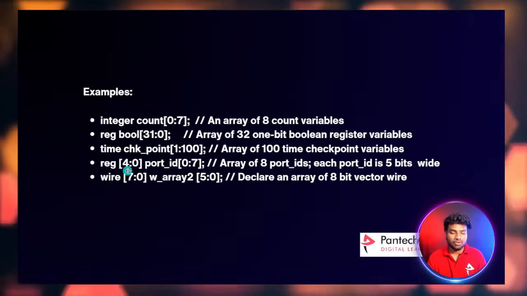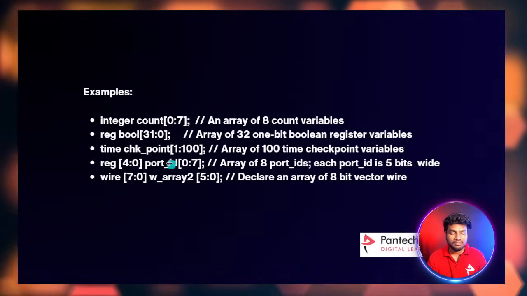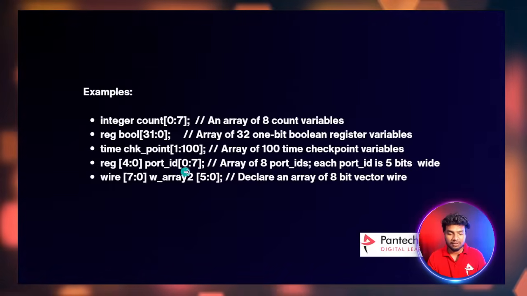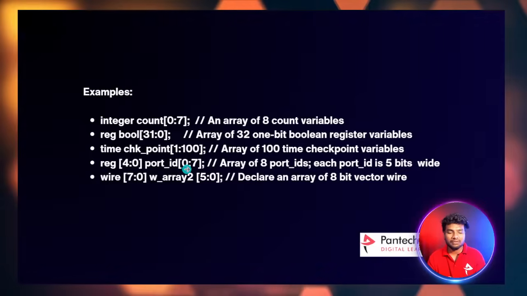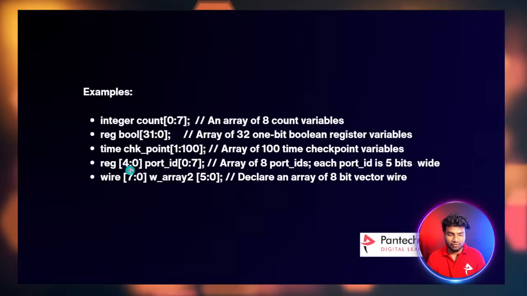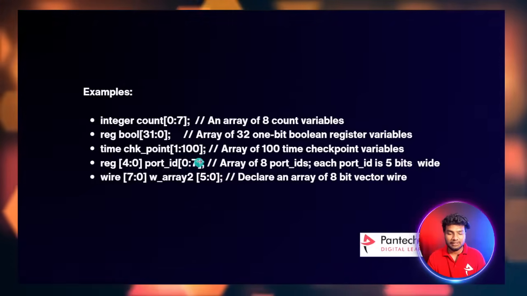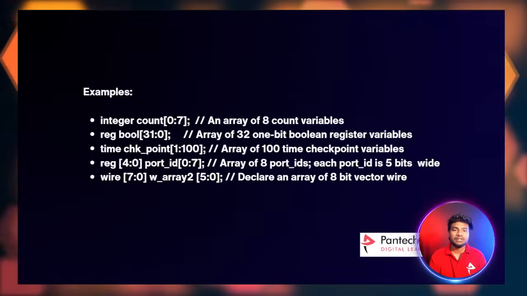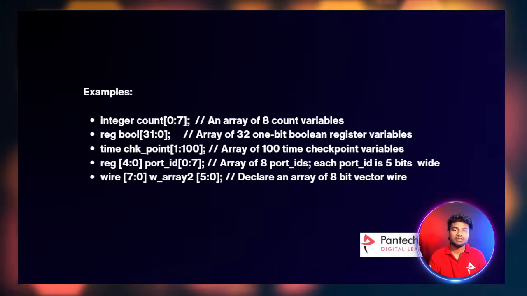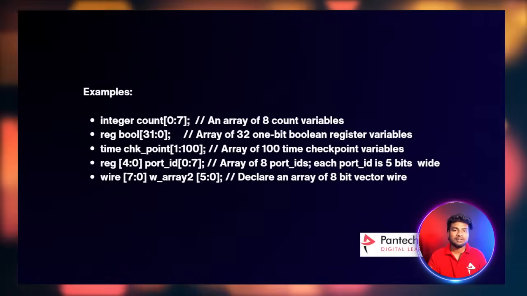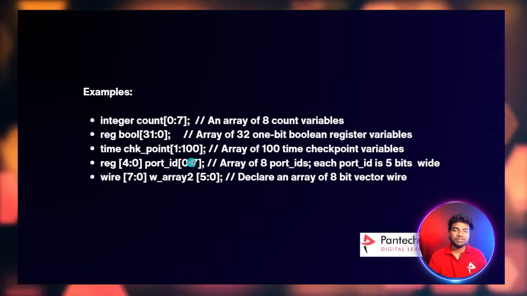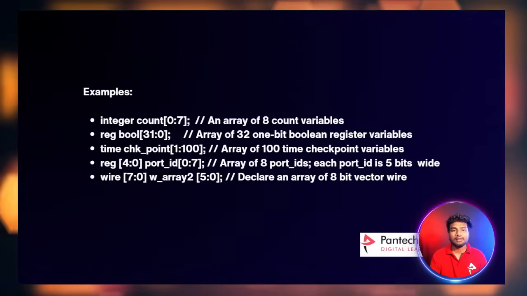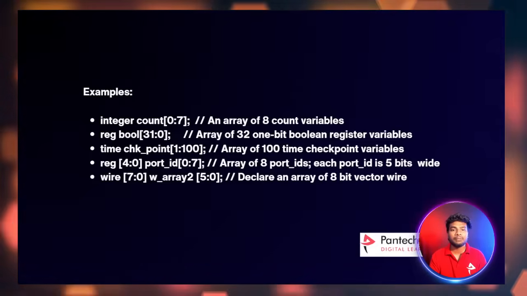Reg 4 down to 0, then port ID is the array name, and then 0 down to 7. This range is the vector. You can see 4 down to 0 is known as a vector. If you use a single bit, it is not a vector, but if you make a signal with n bits, like 5 bits or 6 bits, you have to create it like this. By using the vector only you can create n-bit wide signals.